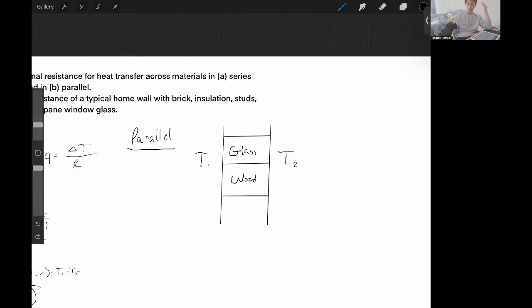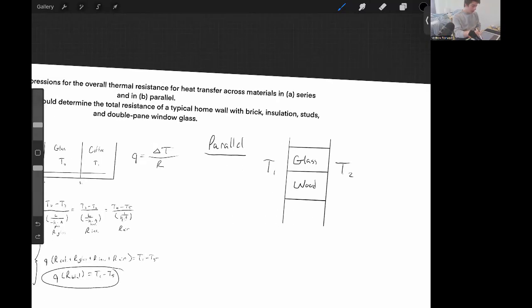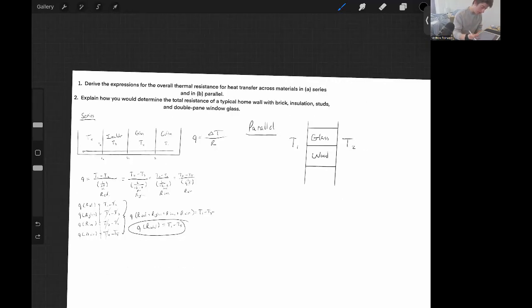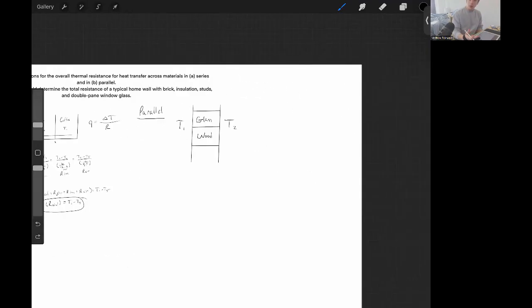Well, what did we do for the series? We looked at how voltage works and subbed in the logic from using voltage to figure out our Q for our heat transfer. So we're going to do kind of the same thing again, but now assuming parallel resistors. So let's go ahead and make a very simple parallel diagram for voltage.